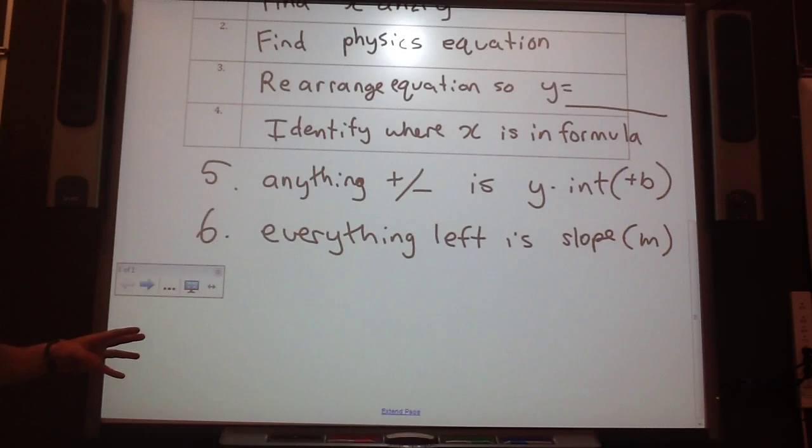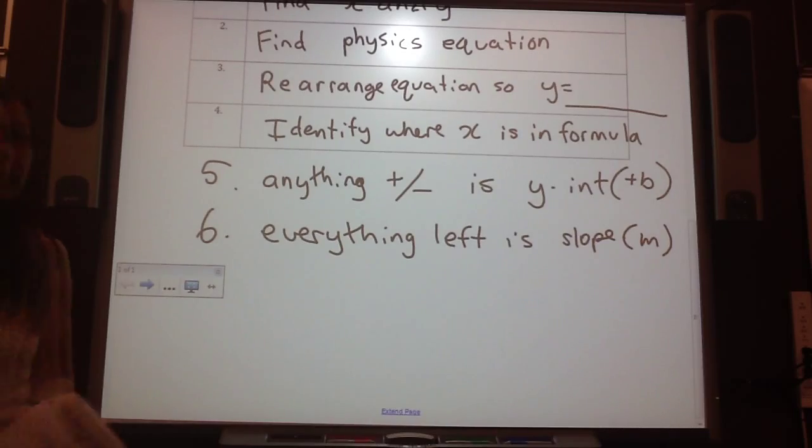Okay, so now let's do an example. Is this confusing, or are you kind of following what I'm laying down? They do need an example for the everything left is. Yes. Because I can't picture it.